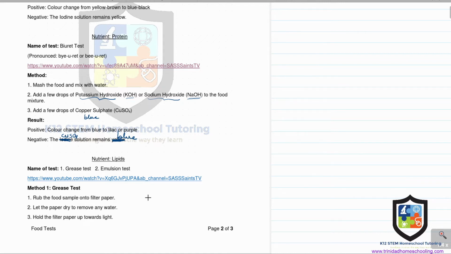When you hold the filter paper up towards the light, you are going to see a greasy translucent spot on the paper. Translucent meaning you could see through partially. It's not transparent, where you could see through clear like glass. It's going to be translucent. If there are no fats, there will be no greasy spot.